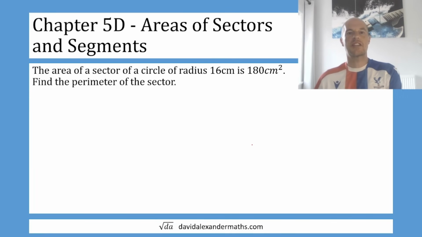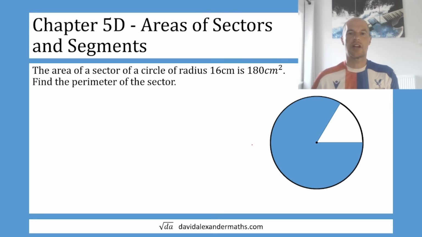The area of a sector of a circle of radius 16 centimetres is 180 square centimetres. Find the perimeter. Okay, so what I'm going to do is just do a little diagram to help me here. So here is my sector, the white bit. The radius is 16, and we have 180 as the area. In order to work out the perimeter, well, the perimeter is going to be quite easy. It's just going to be 16 plus 16 plus the arc length here, which we'll call L.